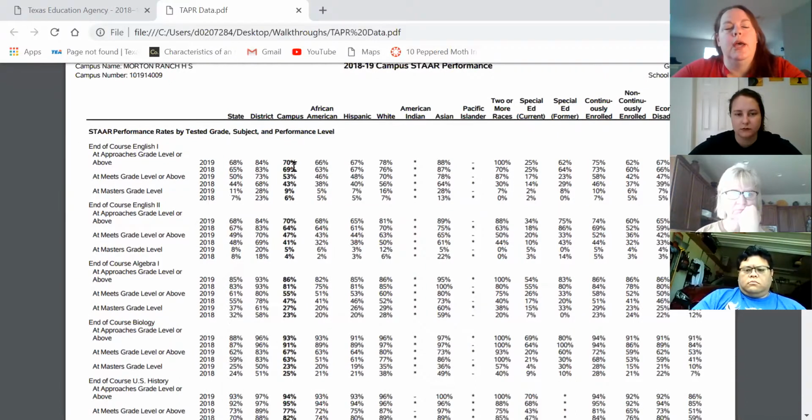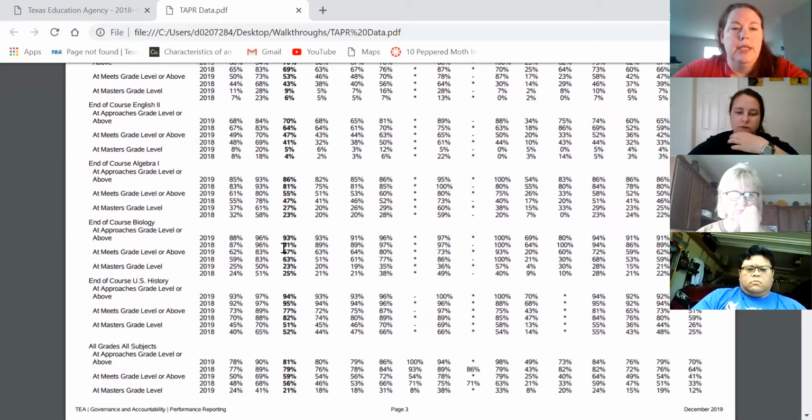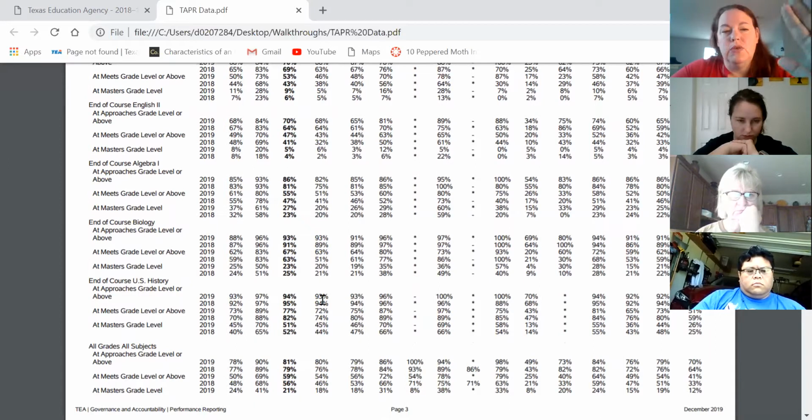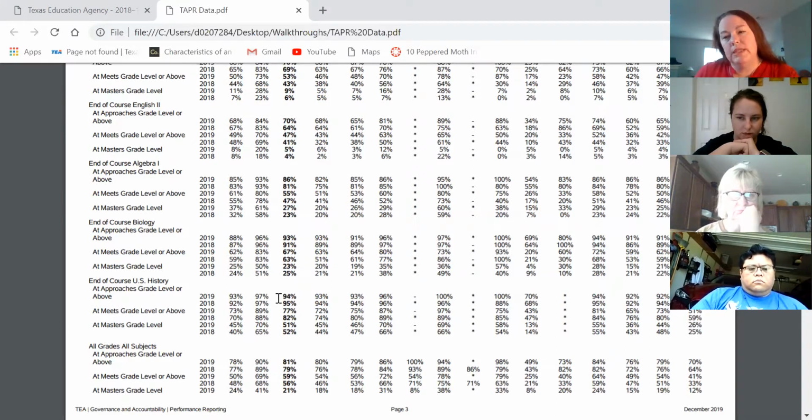So we're really good. I would say our kids are very good at meeting or approaching grade level. So you see that we're like 70 for our English, 86 for algebra, 93. But what we seem to struggle with most is when we get down to these bottom numbers, like meets grade level, masters. So what I was thinking is if our observations didn't gear so much towards what they're seeing per se, but what they're hearing from the students.